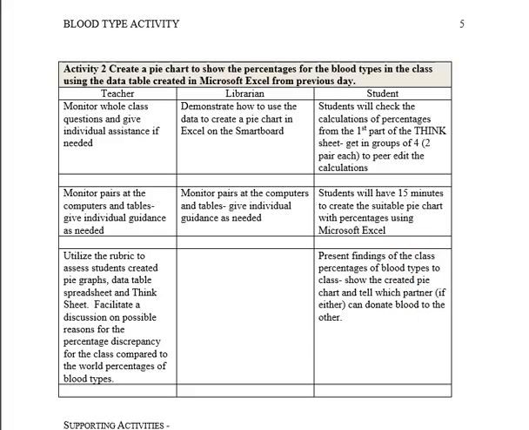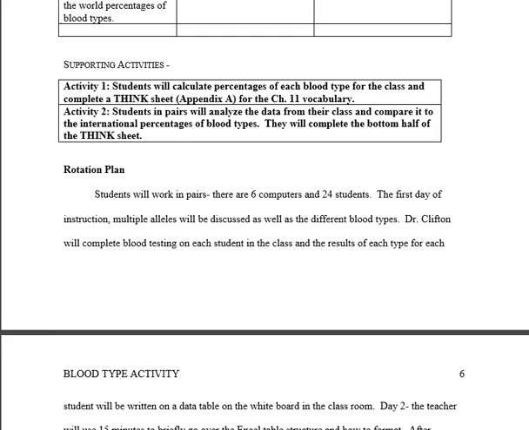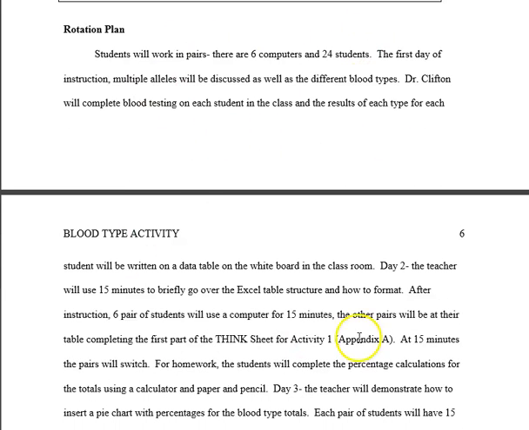So, and here's the part of what the students are doing. Supporting activities. I just kind of broke down specifically activity 1. The students are calculating percentages using their think sheet, and I did include that think sheet in Appendix A. Activity 2, this is when the students are in pairs analyzing the data from their class and comparing it to international percentages. They are not on a computer at that point in time, but it allows for a rotation plan. So you can read through the rotation plan.